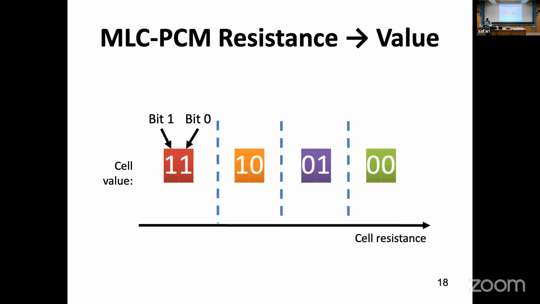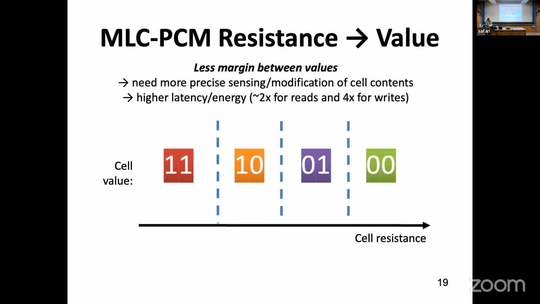Once you use the multiple-level cell NVM, you can store multiple bits, that's true. But also, once you divide it into multiple ranges, you have a higher possibility of disturbance. For example, if I have a resistance close to the reference line, it may not be properly sensed as the correct value when we divide it into multiple resistance ranges. This means that when you have a multiple-level cell, you need a more precise sensing scheme and modification of the cell contents. And also you need higher latency and energy for read and write.